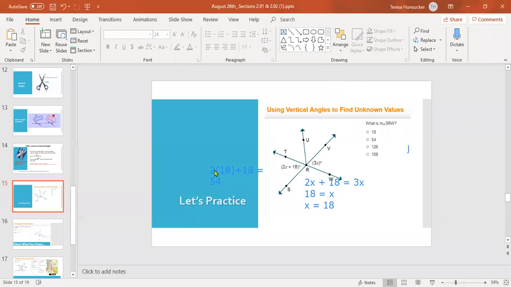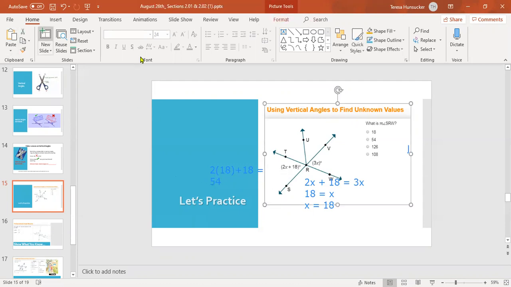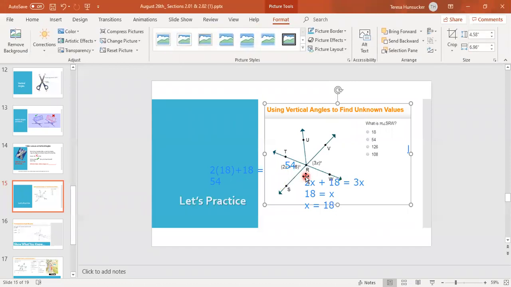All right, so let me just straighten that out. So if this angle is 54, can you figure out what angle SRW is equal to? SRW. If you look right in here, that's the angle we want. If this angle is 54, do you know the measure of this angle here?